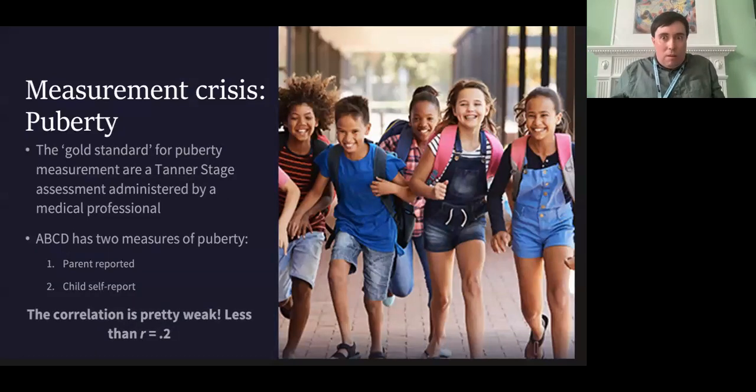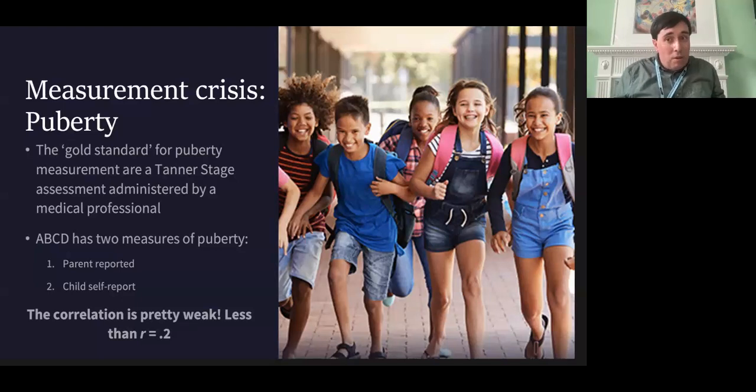You might go, it seems strange to me. You're talking about the same thing. How can it be so low? Well, why might they disagree? I'm happy to discuss that more at the end, but there are different reasons you might pick one over the other. In terms of the adult sample, you might think, well, they know best.